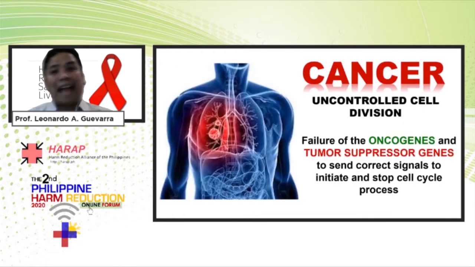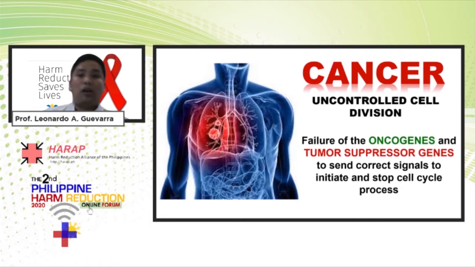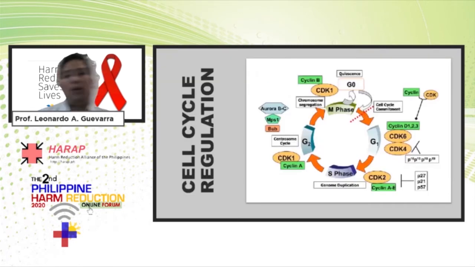Okay. One is cancer. Cancer biologically is defined as uncontrolled cell division. Cancer is actually regulated by two genes, or all cells in our body are regulated by two genes, the oncogenes and the tumor suppressor genes. Now, if you want to understand cancer, you have to understand how the cell cycle works. So you have the different phases of the cell cycle, which are controlled and regulated by oncogenes and the tumor suppressor genes. The oncogene initiates the cell division, while the tumor suppressor gene regulates the cell division. So it's like a stop and go process during the cell cycle.